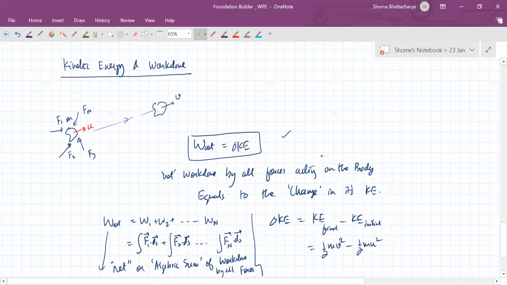So just make a note of this relation first. Yeah, just write down the statement. There's nothing to understand because we haven't seen any examples yet. It's just a definition. Write it down.